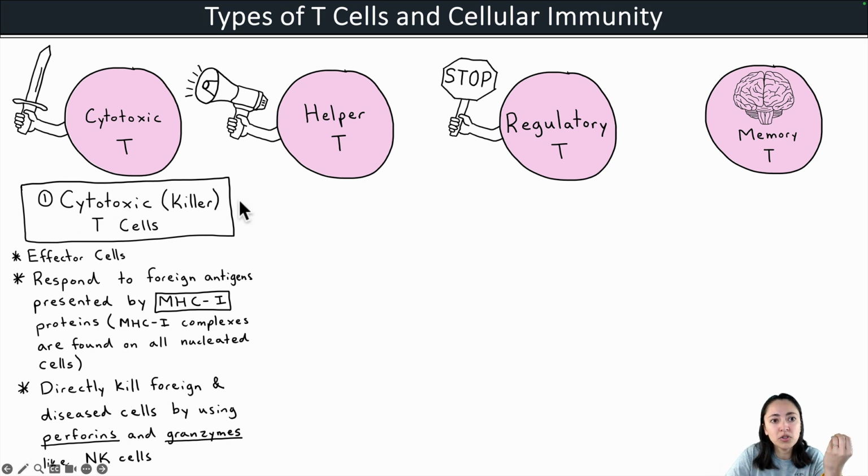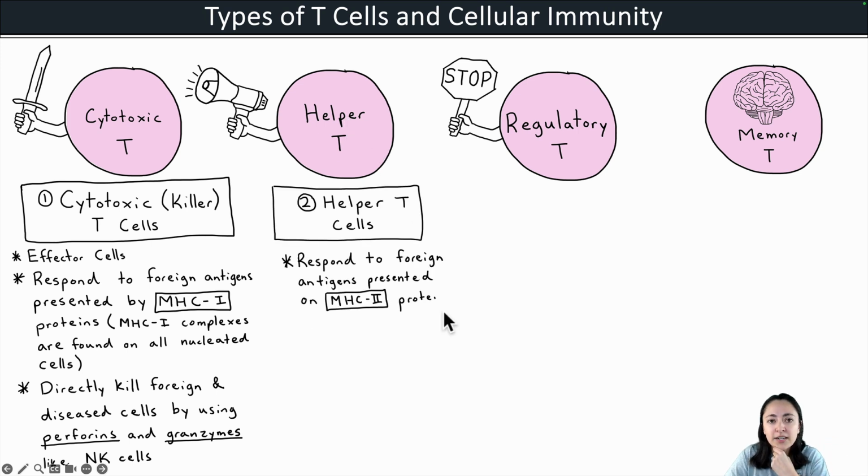The second major group of T cells involved in cellular immunity are our helper T cells. Helper T cells help out the adaptive immune system, and that's why they're called helper T cells. What do they specifically do? They respond to foreign antigens presented on MHC2 proteins. These MHC2 proteins are only found on antigen-presenting cells like B cells, macrophages, and dendritic cells.